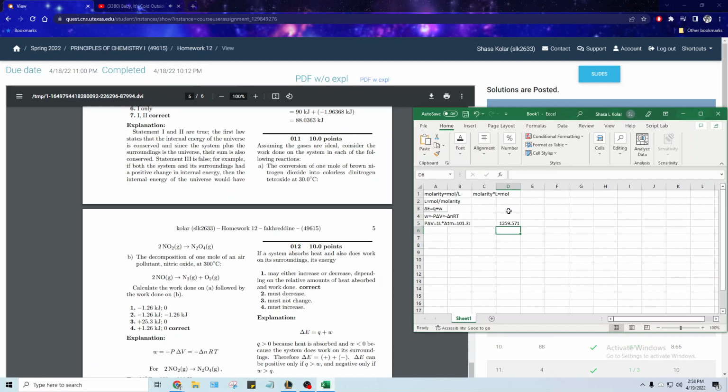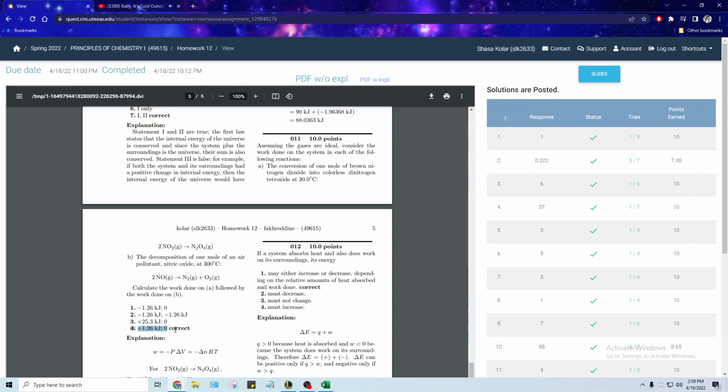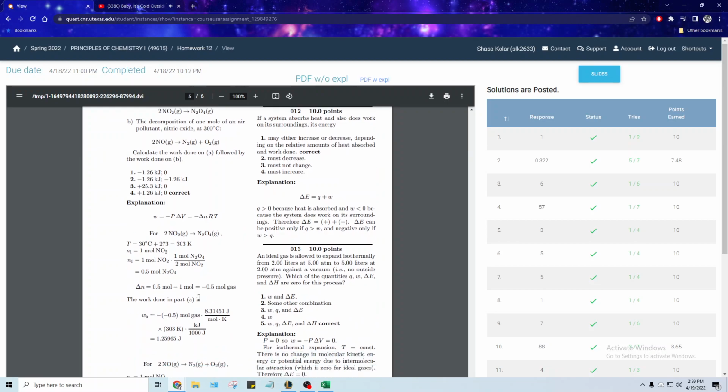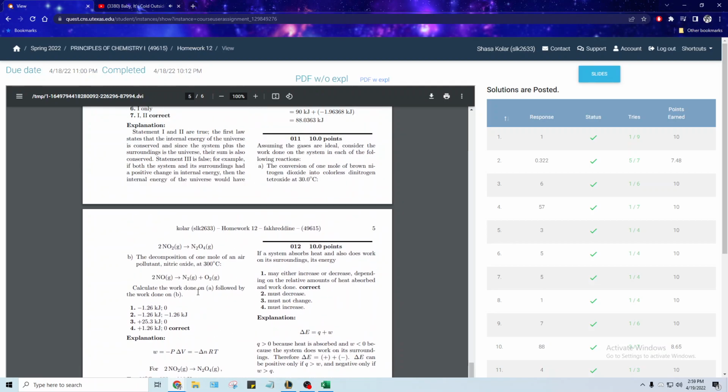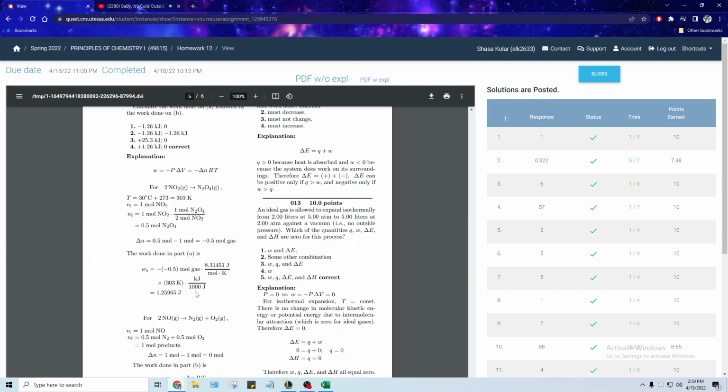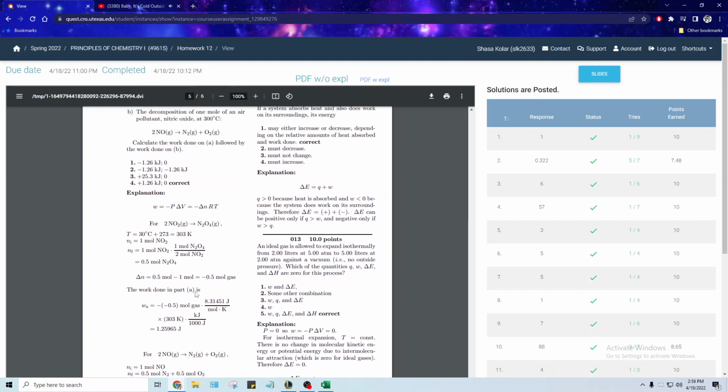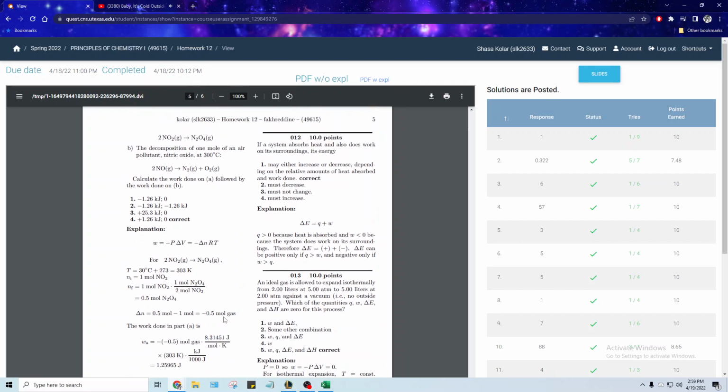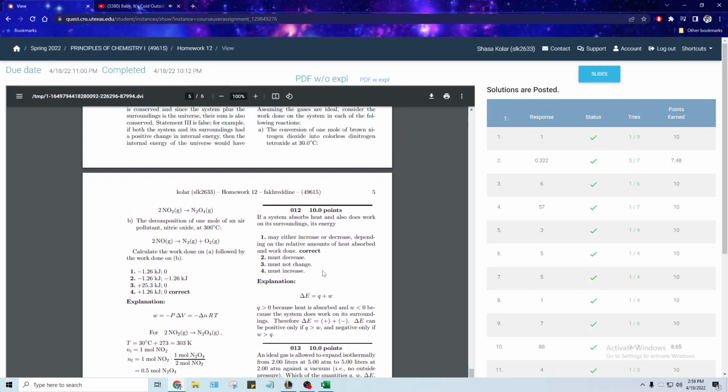So it gives us this. So this is the work being done on our system. So the system is gaining energy from this work being done. So this is positive. And it wants us to do it in kilojoules. So just divide by 1,000, is 1.26, and then we get 4. This one's a bit weird, but yeah. Wow, that's long. Anyway, moving on.